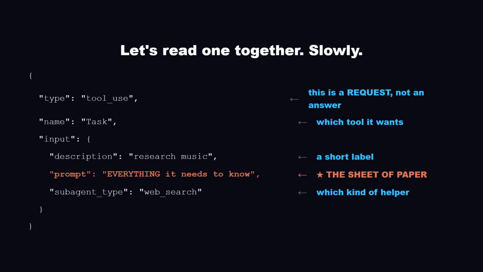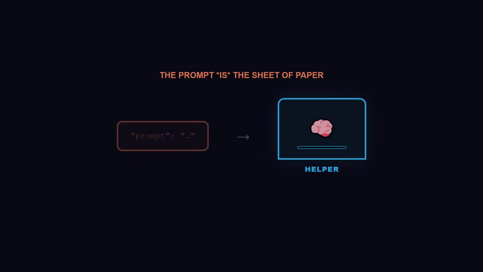Type tool_use. That just means this is a request, not an answer. Name task. That's which tool it wants. Then input with 3 things inside. Description. A short label. Prompt. Everything the new worker needs to know. And subagent type, which kind of helper to create. Look at that prompt field again. That's the sheet of paper. That's the only thing the new person will ever see.